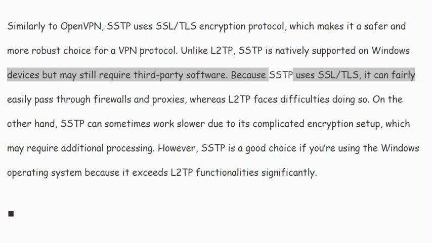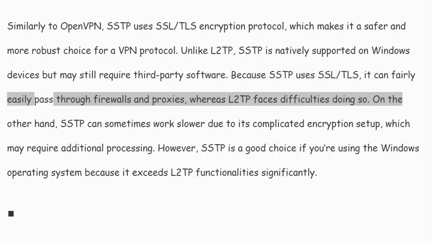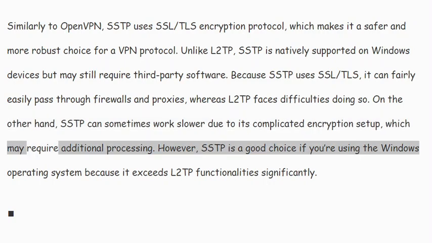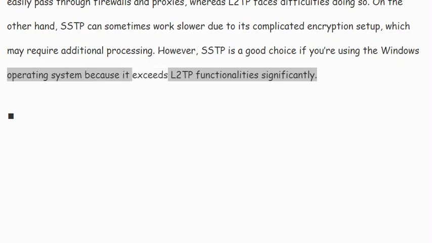Because SSTP uses SSL/TLS, it can fairly easily pass through firewalls and proxies, whereas L2TP faces difficulties doing so. On the other hand, SSTP can sometimes work slower due to its complicated encryption setup, which may require additional processing. However, SSTP is a good choice if you are using the Windows operating system because it exceeds L2TP functionalities significantly.